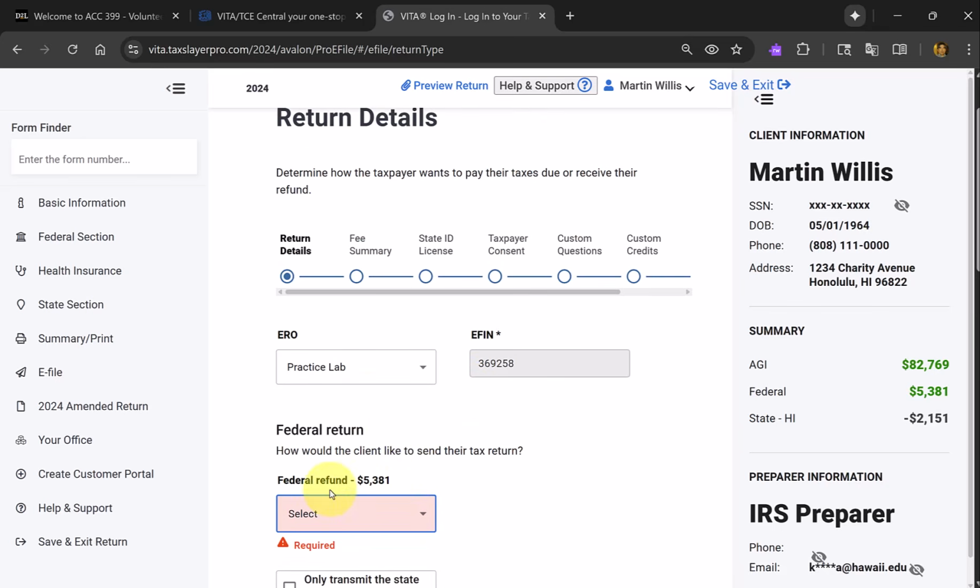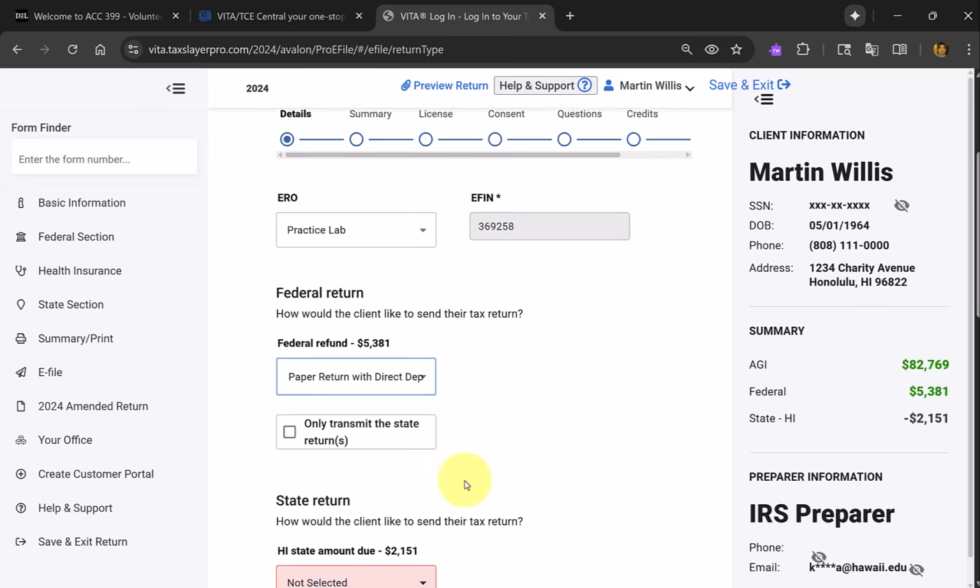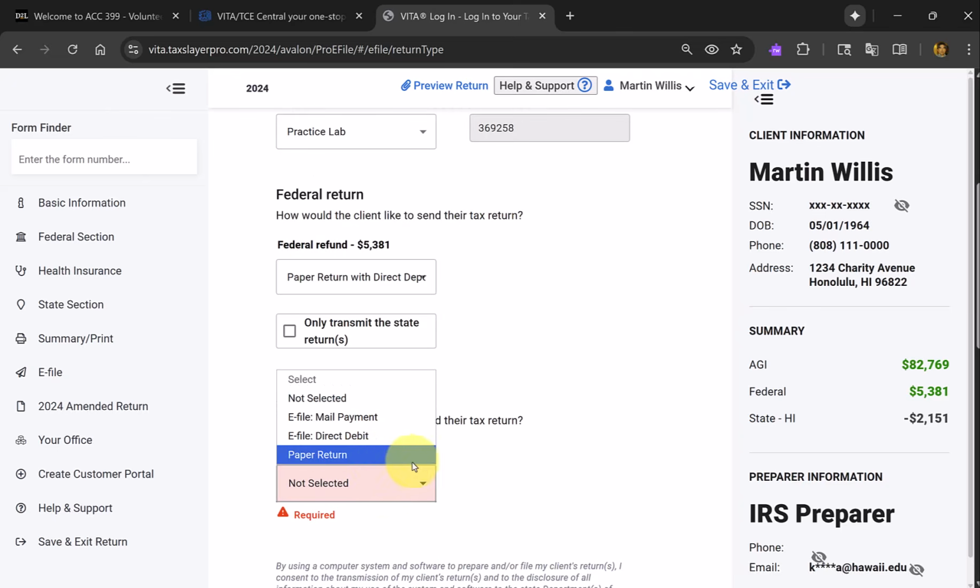Oh, what are we gonna do with this overpayment refund? Well, we're gonna have it direct deposited. We cannot e-file the return here in Practice Lab. We're just preparing, assuming a paper return we can print out, really a PDF version with a direct deposit. Hawaii return, there's taxes due. The main reason why is the withholding on Martin's W-2 was so small. And again, we didn't back out any of probably Yvette's pension that we should have done on Hawaii.